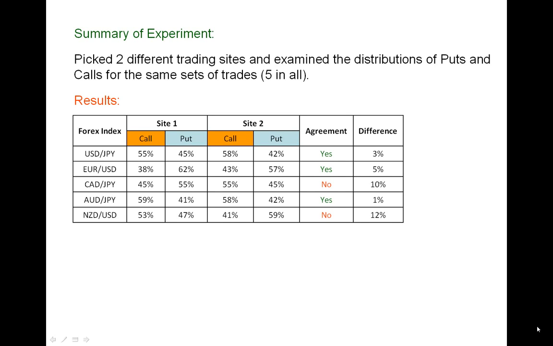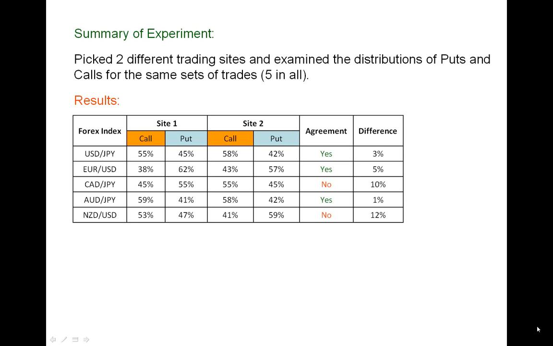And the last column on the right shows the maximal differences that were recorded for these particular trades. For example, in the case of the US dollar to the Japanese yen, the difference between 55% and 58%, that's the calls column in site 1 and site 2, is 3%, and it would be the same value even if we looked at the puts columns. And so we see that for the New Zealand dollar to the US dollar, we saw a difference of as much as 12% with respect to the way people are voting.